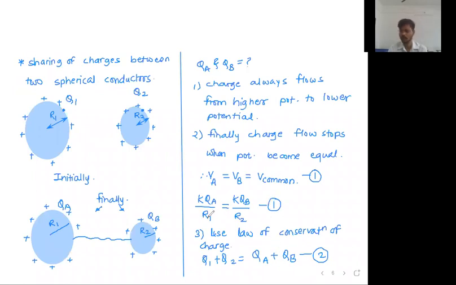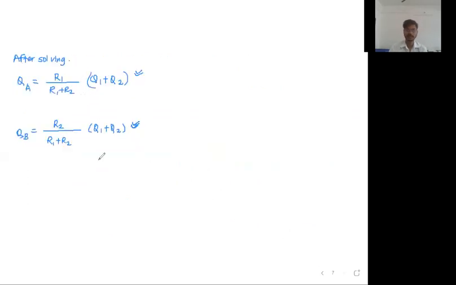Because this is an equation in Q1, QA and QB, first equation. This is also an equation in QA and QB, second equation. Two equations, two unknowns, must get solved. Yes. But after solving, you get this. Okay, fraction of total charge. What is the fraction? The fraction of radius. Okay.